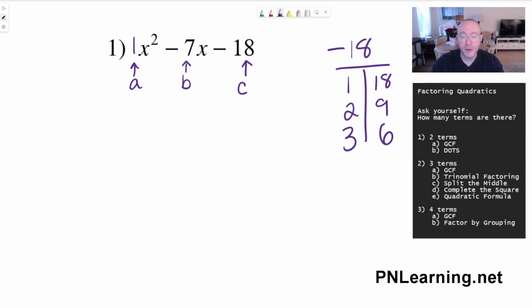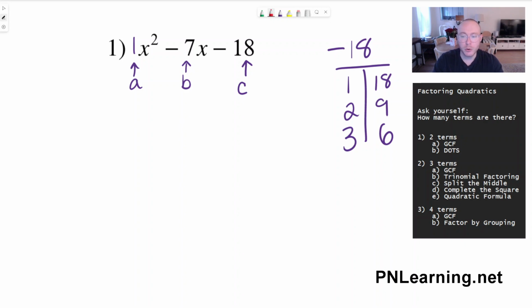So these are our factor pairs, and our goal is to then pick two factors which could add up to our b term, negative 7. So we want to pay close attention to the fact that this is a negative 18. Well, if you think about it, it could be 18 minus 1 or 1 minus 18, 9 minus 2 or 2 minus 9, 3 minus 6 or 6 minus 3.